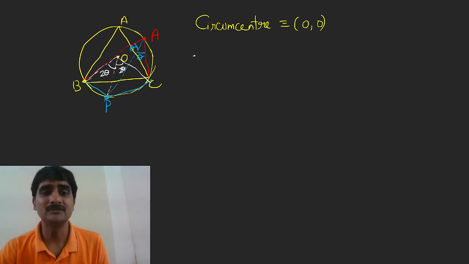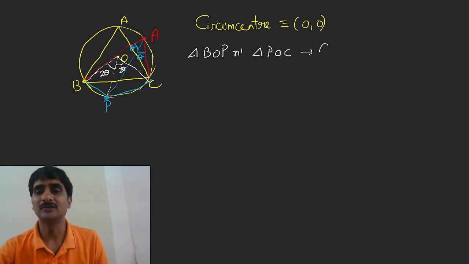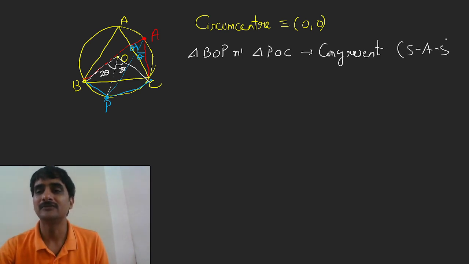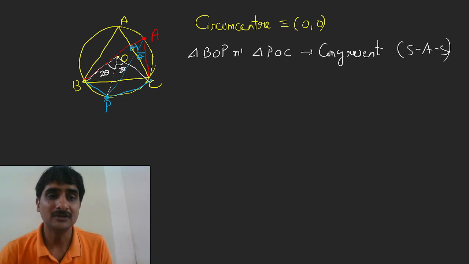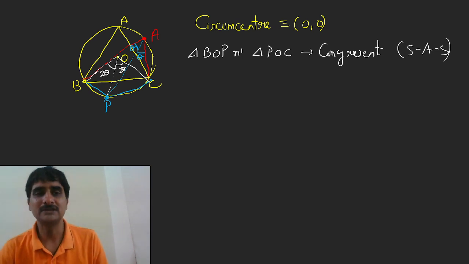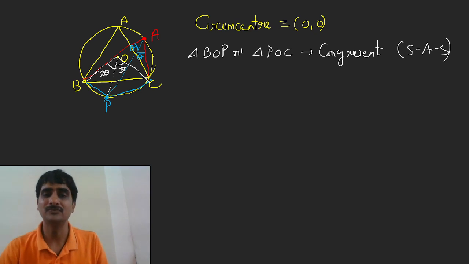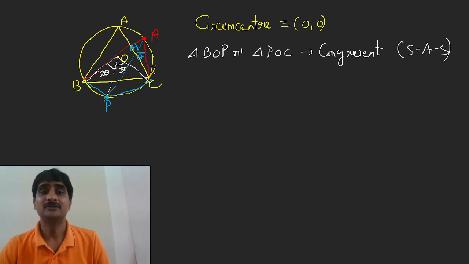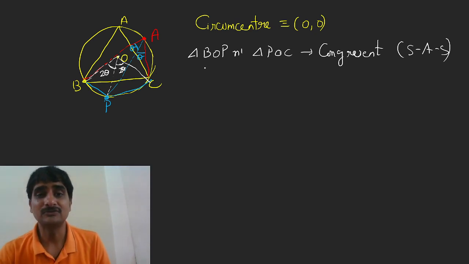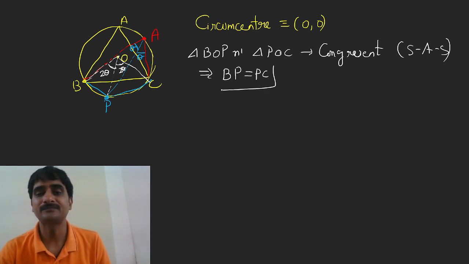Now consider triangle BOP and triangle POC. Aren't they congruent? They are congruent triangles, isn't that? They are congruent by the criteria SAS, side angle side. OB is equal to OC. OP is common. In any case, OB is equal to OP is equal to OC. And the angle BOP and POC is the same. So by the side angle side criteria, we can say that the triangles are congruent. That means by CPCT, BP is equal to PC.